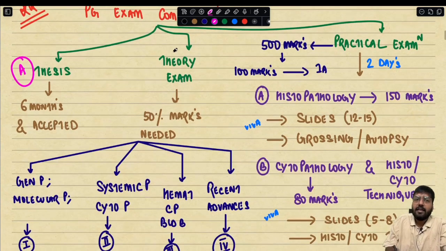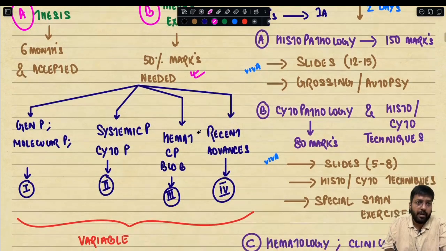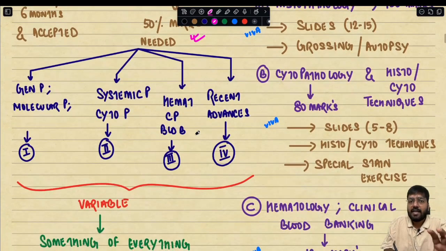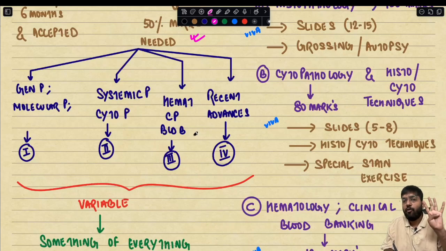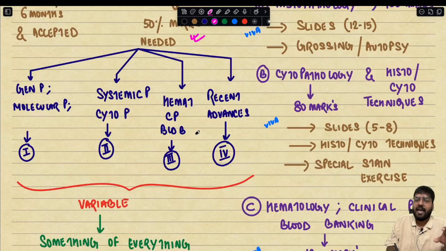Then comes your theory exam. For passing the theory, at least 50% marks is needed. According to the National Medical Council, you should have 4 papers, and each paper generally carries 100 marks. So in total you have 400 marks of theory.